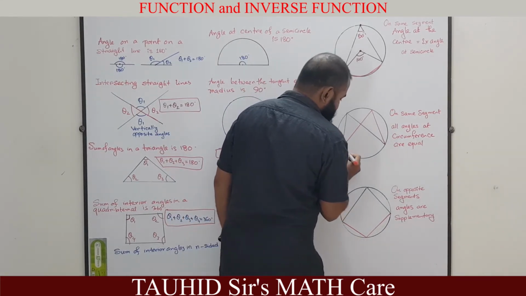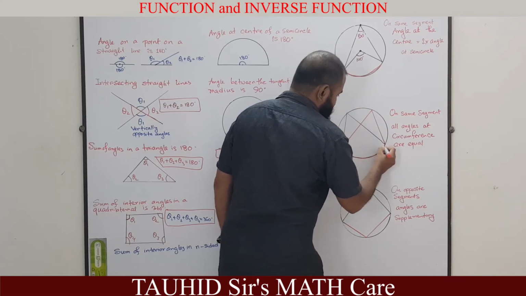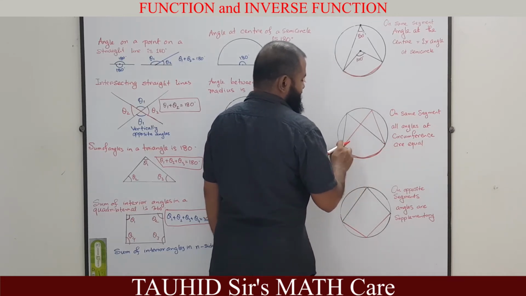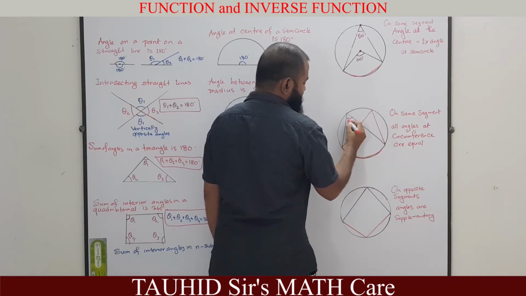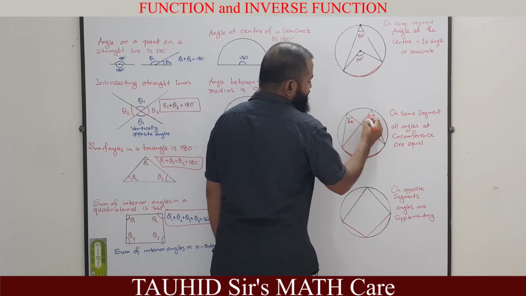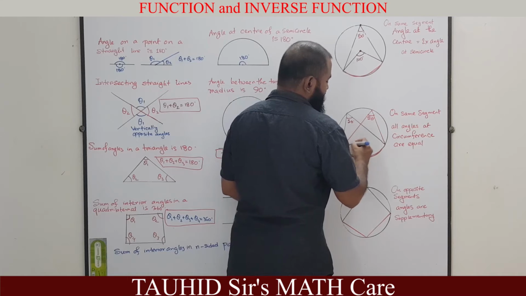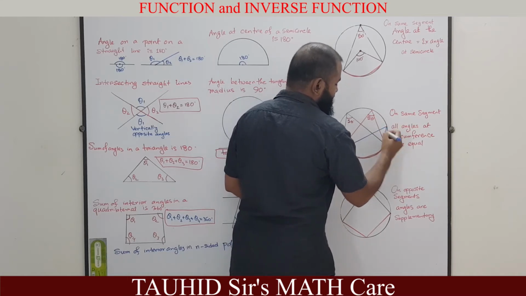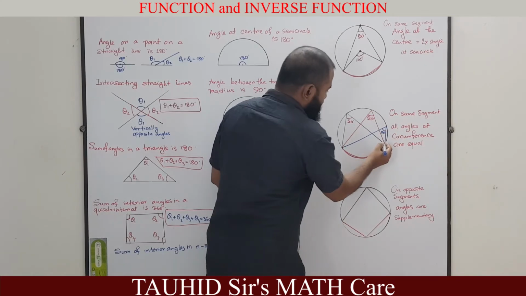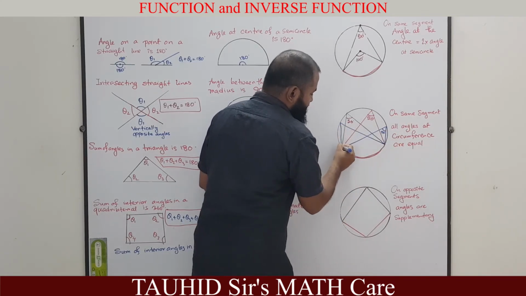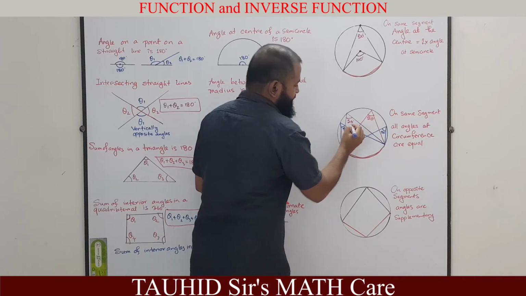On the same segment, all angles at the circumference are equal. You can see here that on this segment, we can see two angles, this black one and this red one. If this angle is 50 degrees, this is also 50 degrees. If we draw another angle on the same segment, this will also be 50 degrees. If we draw an angle here, this will also be 50 degrees.